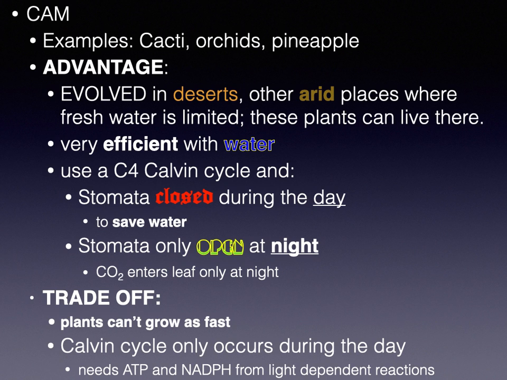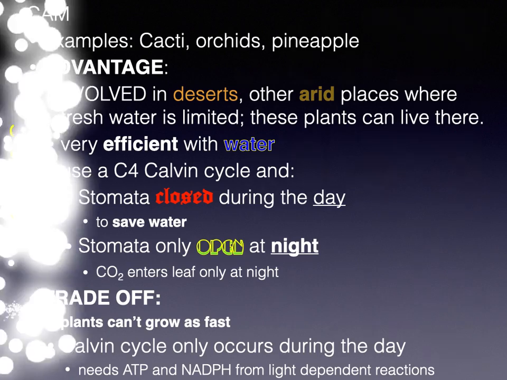They use a C4 Calvin cycle, and here is your fun fact: their stomata are closed during the day to save water, and they only open the stomata at night, which means they can only bring in CO2 at night, for the time that the sun is not out. And your trade-off is that your plants don't grow as fast. Your Calvin cycle is only going to occur during the day because it's tied to all the energy of ATP and NADPH from the light-dependent reactions.